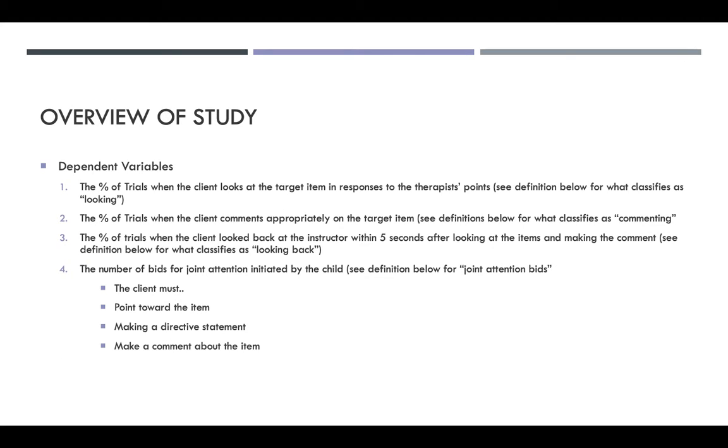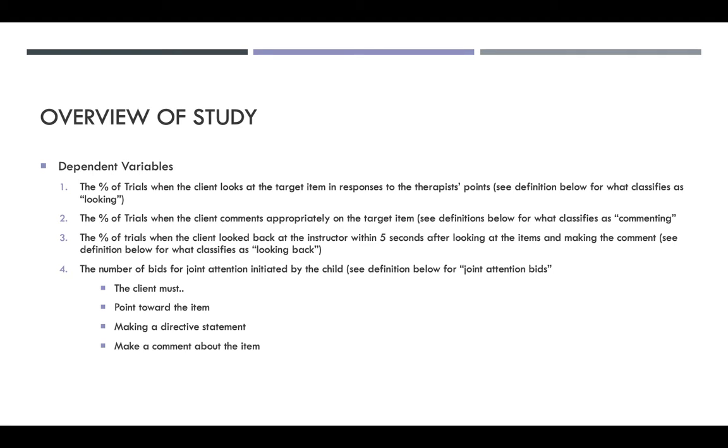So then kind of the overview of the study. There were 4 dependent variables and 4 independent variables for this study. I know they're listed, but I can just go over them. So the 4 dependent variables were the percentage of trials where the client looked at the target item in response to the therapist point. So the therapist points and says, look at that doll hanging from the ceiling, and the percentage of times that the client does appropriately respond to that point. The second dependent variable was the percent of trials where the client comments appropriately on the target item. So not after the point, and then having that child respond.